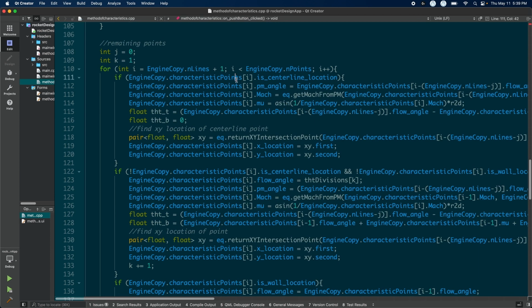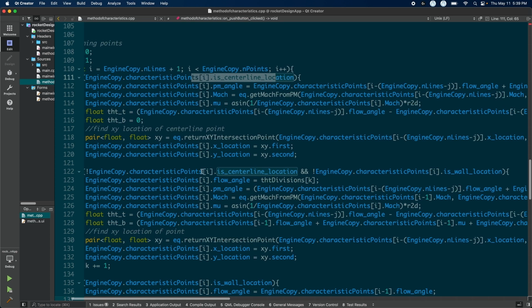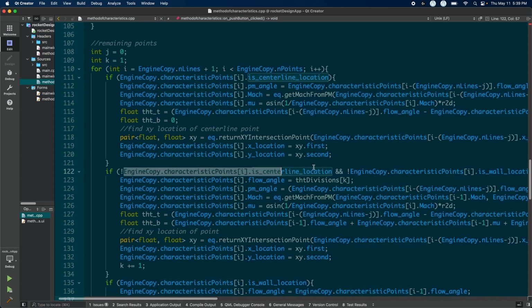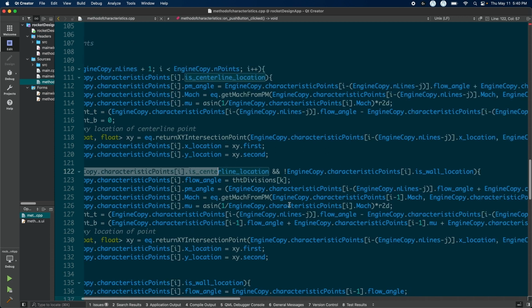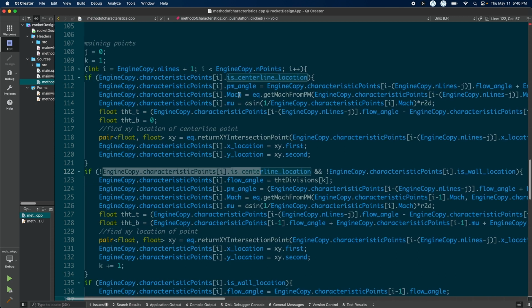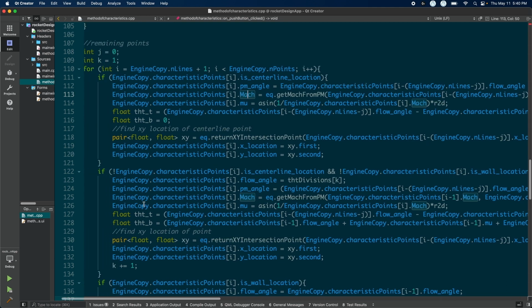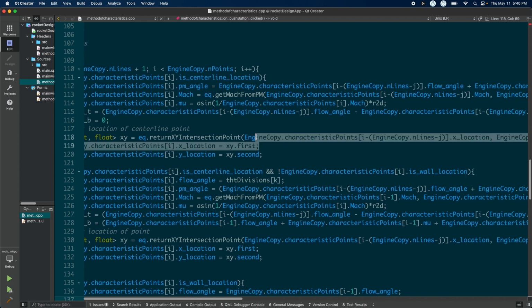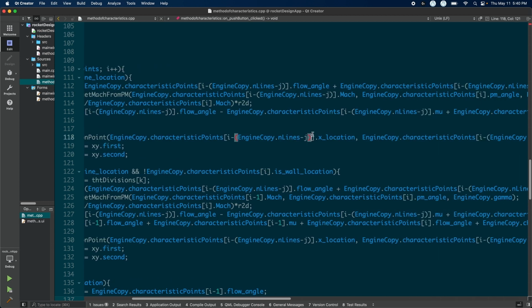If it is not a center line and not a wall location, if it's an intermediate point, I basically find the PM angle, Mach number, and then it's a very repetitive process, but I just do it here. I get the slopes, top and bottom. If it's on the center line, the bottom slope is 0. So I can then get my XY intersection point here. And you see this I minus engine copy dot n lines minus j. That is the connecting point, right?